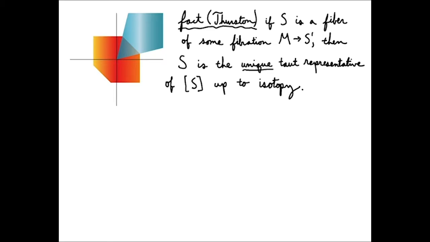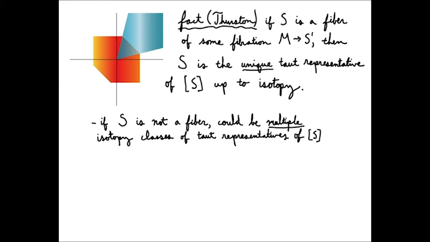It's a general fact of Thurston that if you have a fiber of some fibration, then this surface is the unique taut representative of its homology class up to isotopy. But this is not true for non-fibers. So if you have just some random taut surface in your 3-manifold, there could be multiple isotopy classes of taut representatives of the homology class.